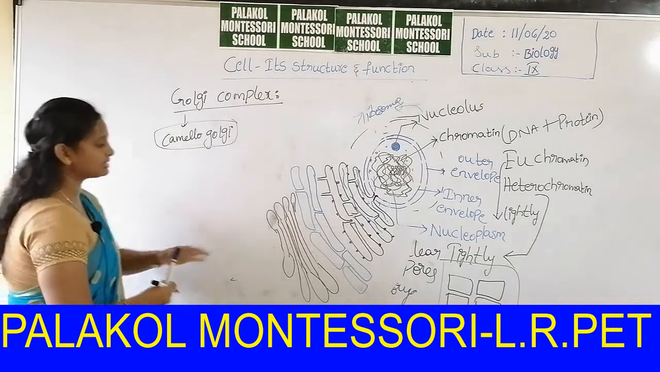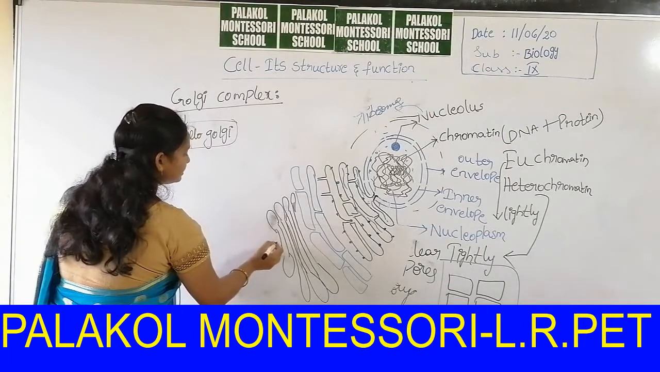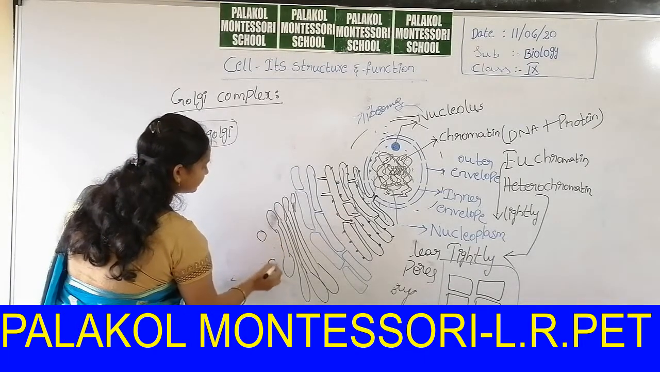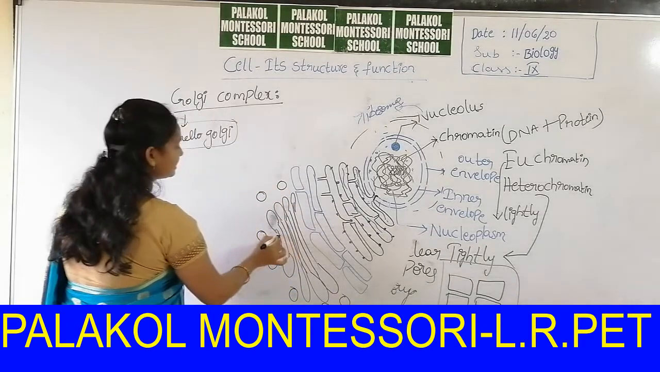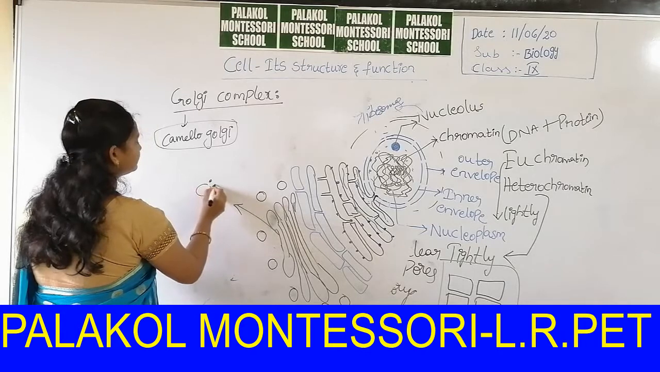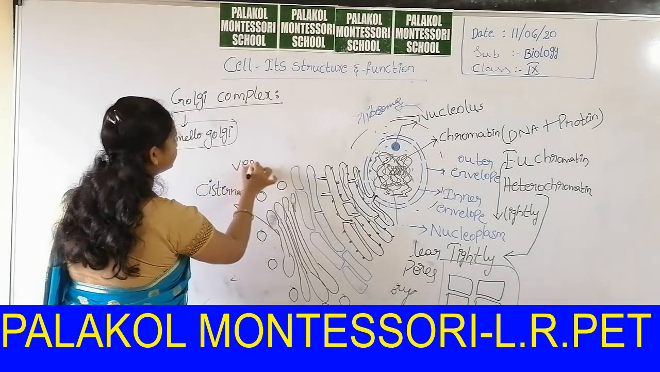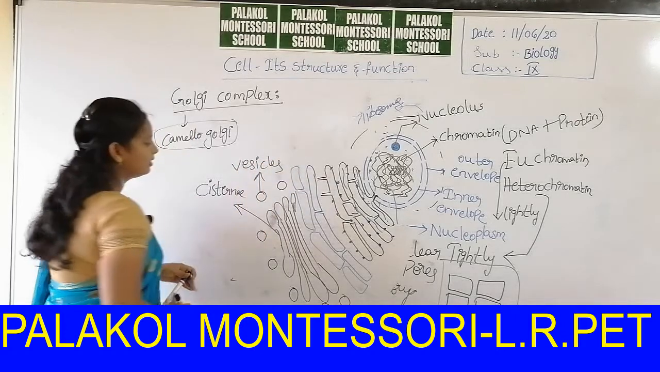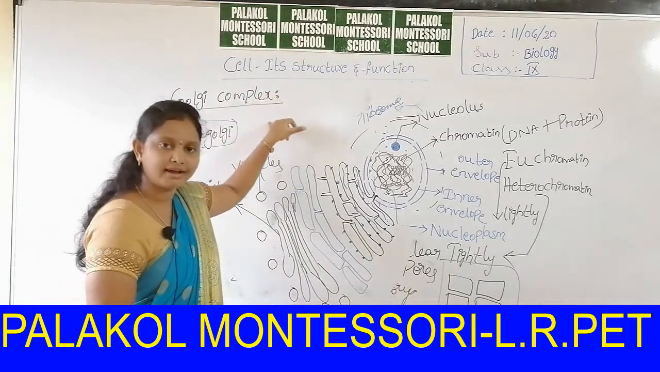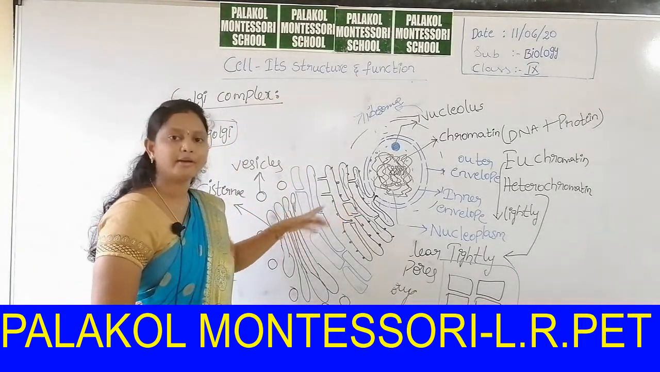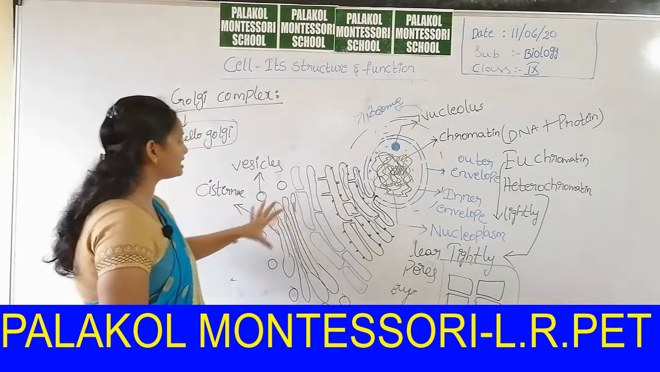Now this Golgi complex has two parts, cisternae and vesicles. These are the vesicles. These are the cisternae. These are vesicles. The importance of the Golgi complex is to modify the proteins coming out from the endoplasmic reticulum.